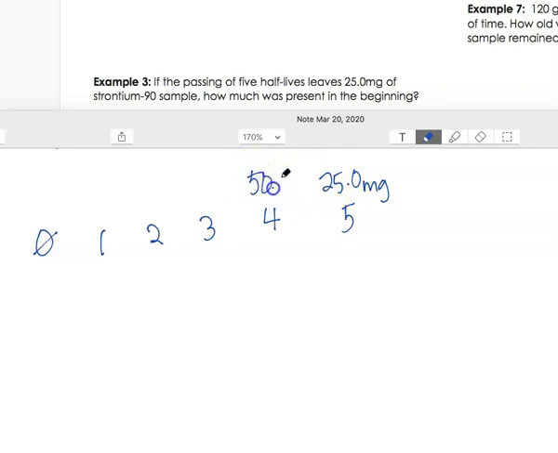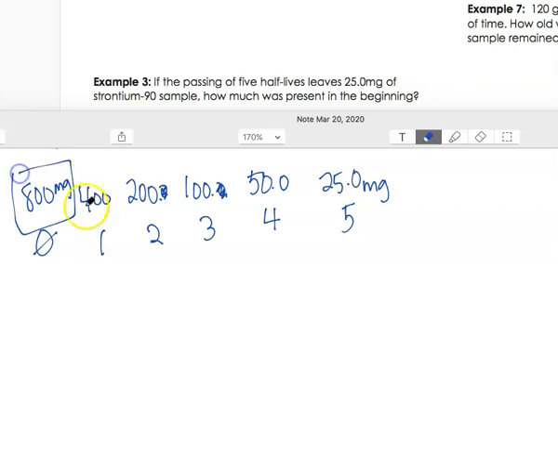So 50, 100, 200, 400, and 800 milligrams. So at the very beginning, I ended up with 800 milligrams because after one half-life, you're going to end up with 400. After a second half-life, 200. You just keep reducing it in half. We don't really know the duration, which is fine. We don't need that. But this is the way you would do it.